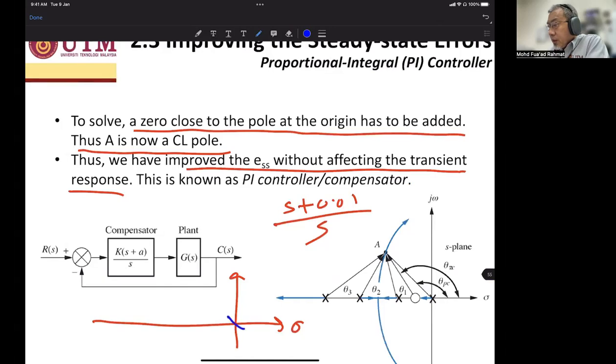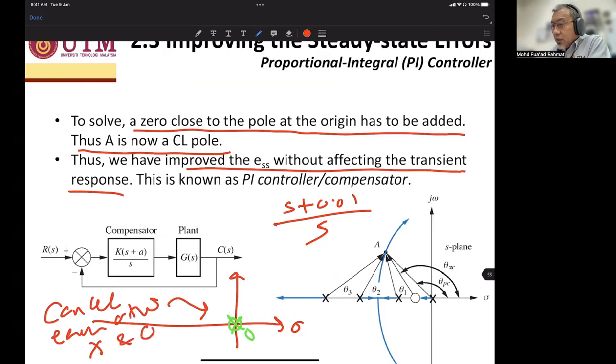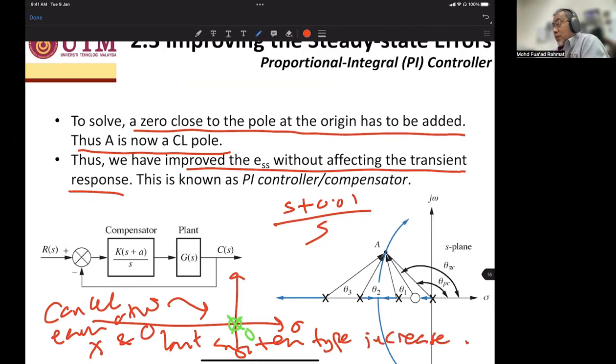So this is the zero, sorry, the poles, and the zeros is very near to the origin. Okay, so they cancel each other, poles and zeros, but system type increases. That is the important one.